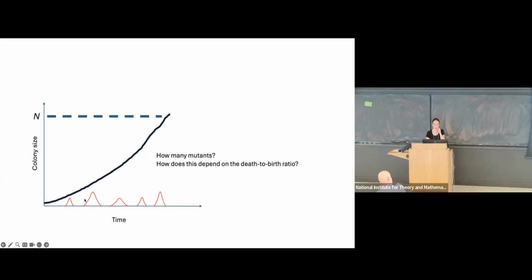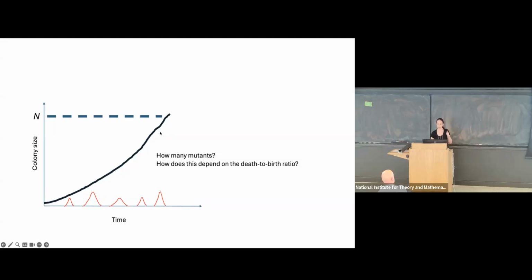So this is my growing colony, and it makes these disadvantageous mutants. Many of them will die, right? So these are the red ones. And we stop at N. How many mutants do we get? And the question I pose is, how does this depend on the death to birth ratio of this colony?